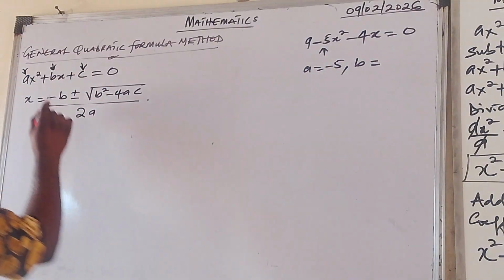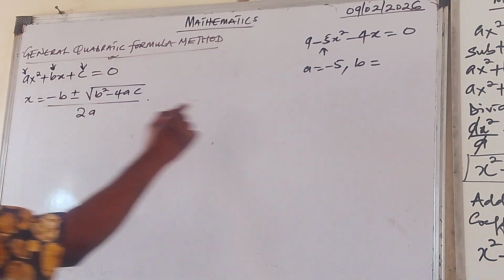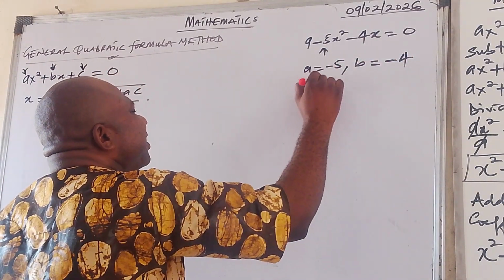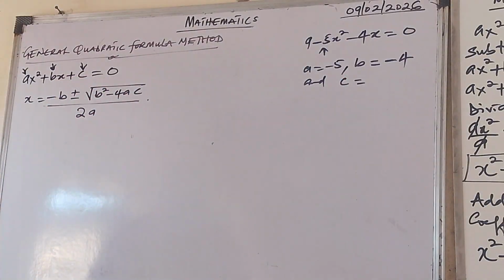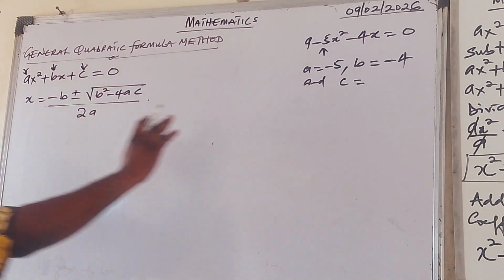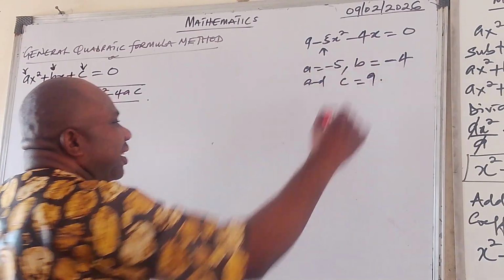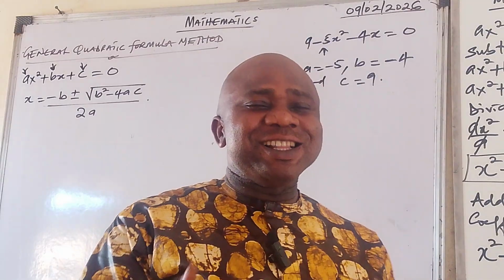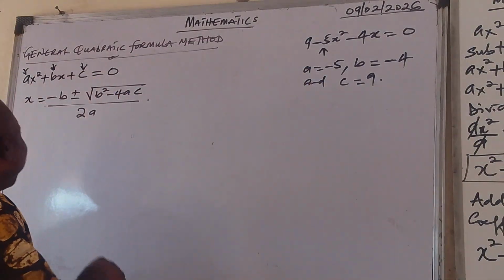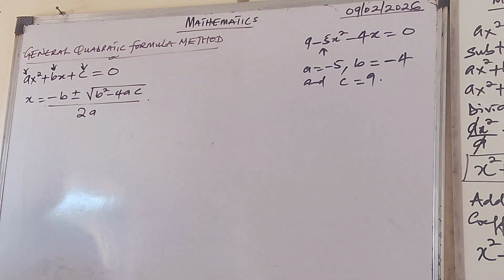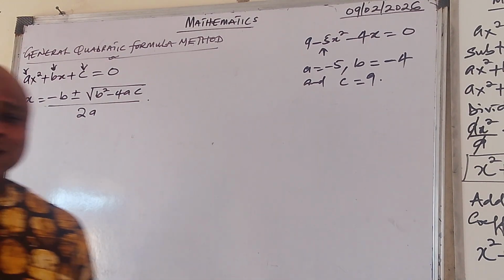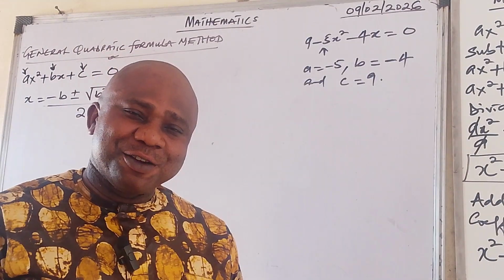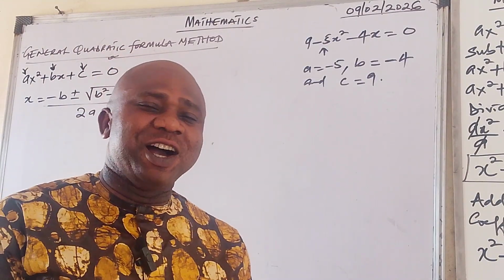Now b, what is attached to x here is b, and what is attached to x here is minus 4. So our b is minus 4. And c is the value without x, so our c here is 9. So we have seen how to identify a, b, and c. Of course, we said if ax squared plus bx plus c is equal to 0, the value of our x will be minus b plus or minus the square root of b squared minus 4ac all over 2a.